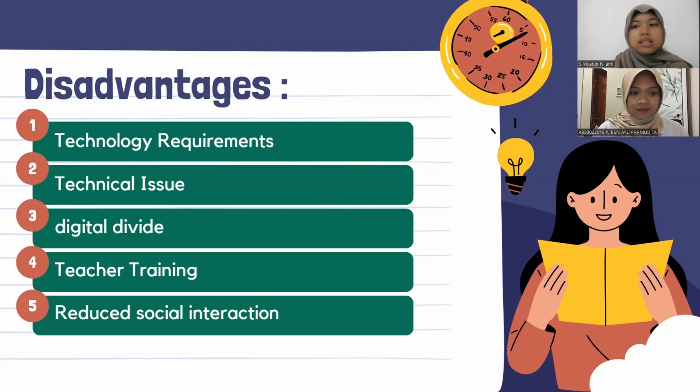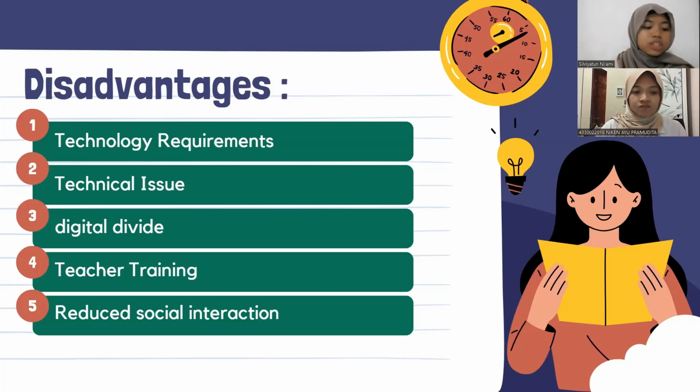And the third, there is the digital divide. Some students might not have the same access to technology as others, so it is making it unfair. Because some students don't have the technology that they have to use for individual rotation blended learning, because it is based on online studying.